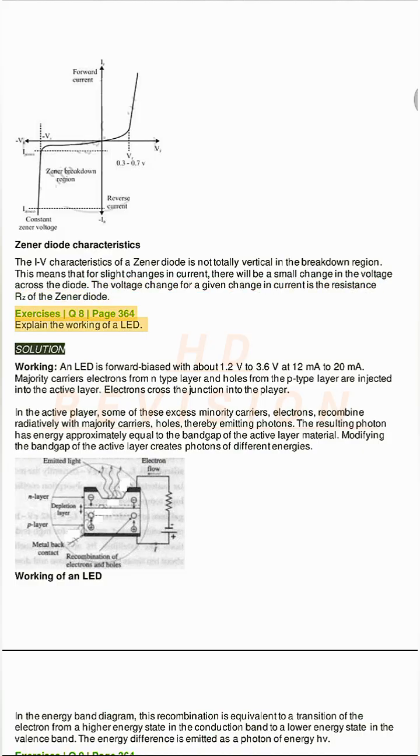Exercises Q8, page 364. Explain the working of a LED. Solution. Working. An LED is forward biased with about 1.2 V to 3.6 V at 12 mA to 20 mA. Majority carriers, electrons from the N-type layer and holes from the P-type layer, are injected into the active layer. Electrons cross the junction into the P layer. In the active P layer, some of these excess minority carriers, electrons, recombine radiatively with majority carriers, holes, thereby emitting photons.